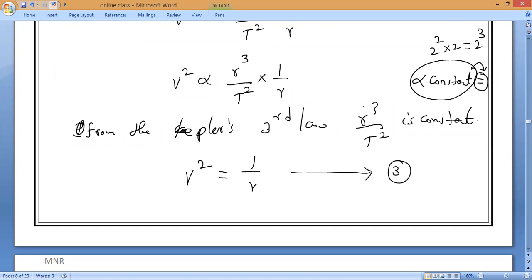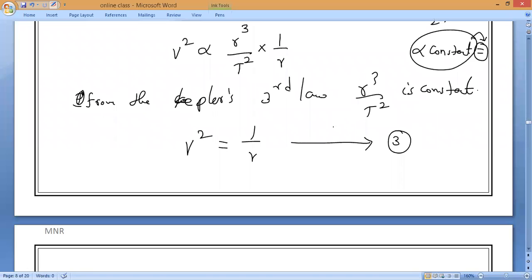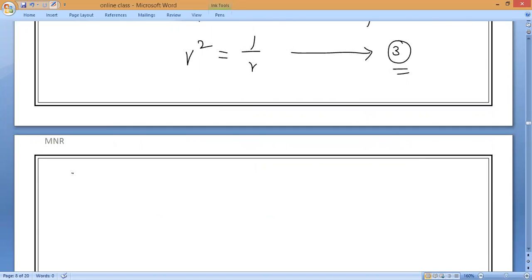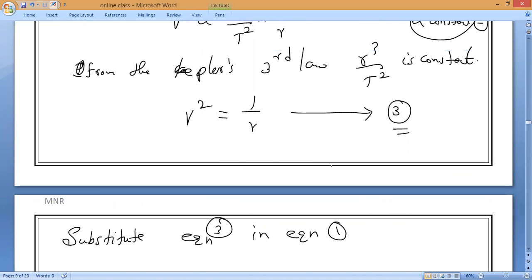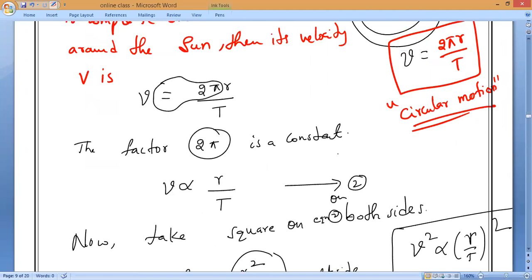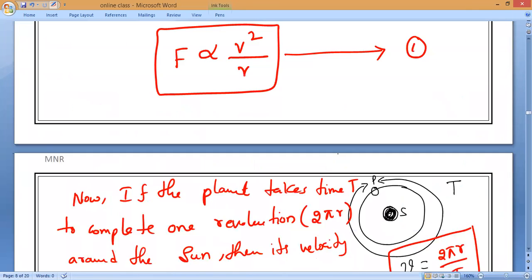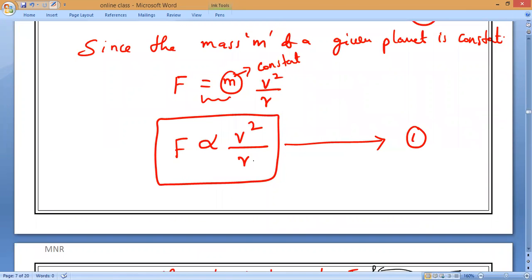So V square, what is the formula? V square is equals to 1 by R. Understand? Now this is equation 3. Now substitute equation 3 in equation 1. Anybody can substitute and tell me what will come? What is equation 1?